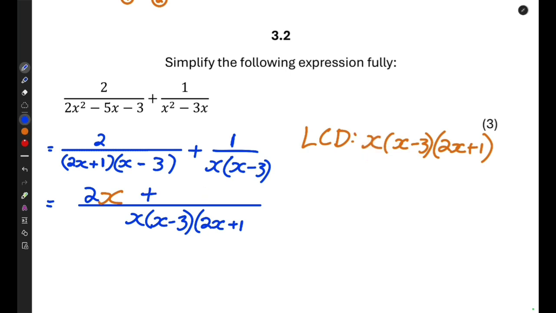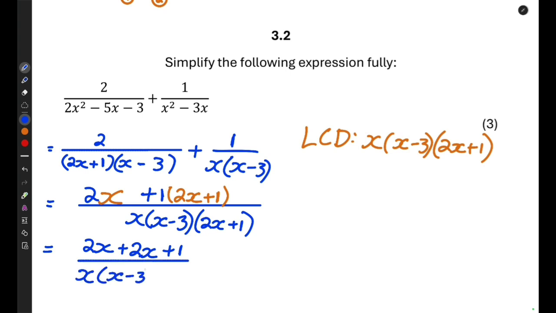Now, the plus 1, let me just get my spacing correct. It is actually missing the 2x plus 1 bracket. So I'm just going to put that there, 2x plus 1, and then I can just complete this sum. So I don't want to FOIL out the bottom again, but I need to, at the top, make sure that all the like terms are added and it is as simple as possible. So 2x plus 2x plus 1, and then at the bottom, like I said, I'm just keeping it that way. So x, x minus 3, and then 2x plus 1.